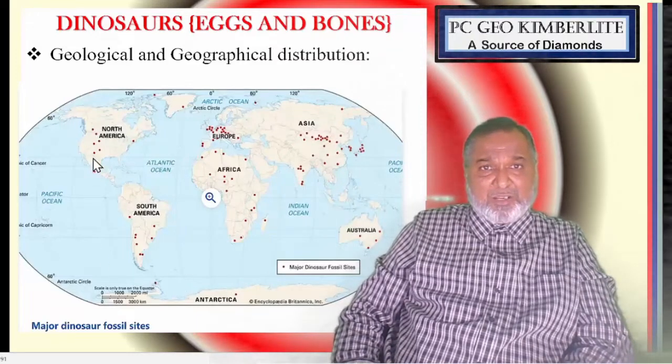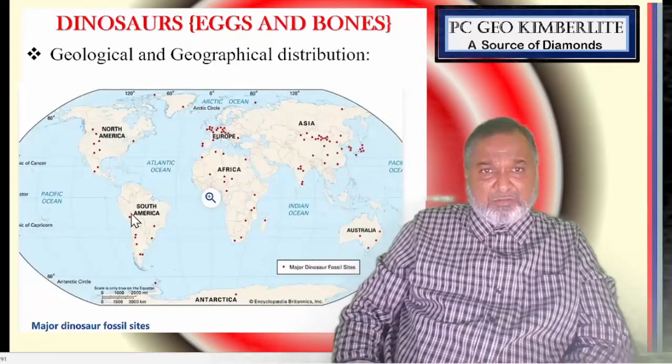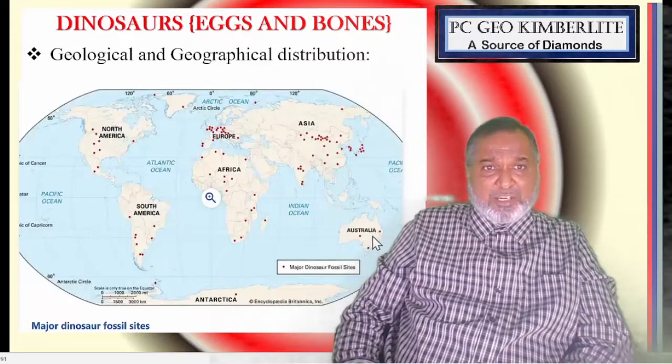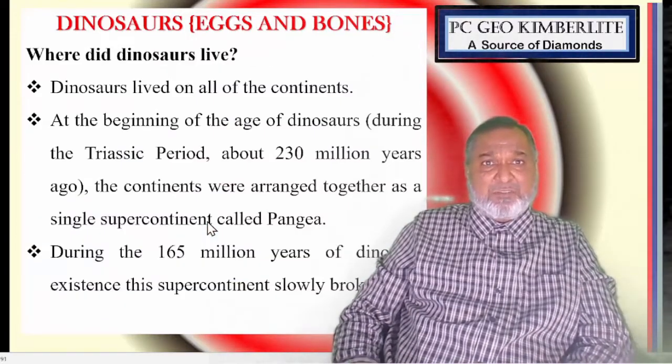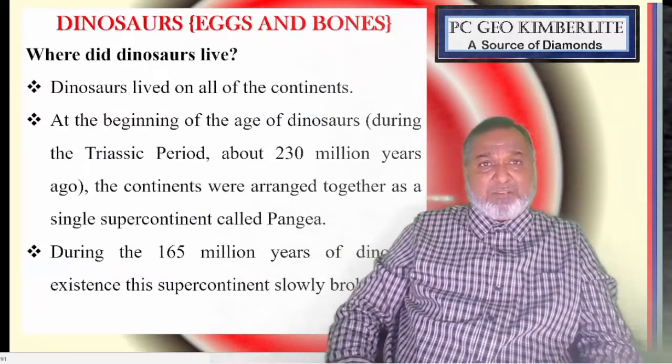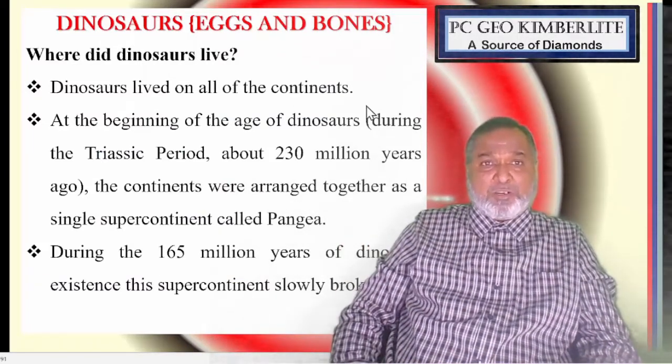Say North America is there, Europe we have, then Mongolia, then Russia is there, China is there, part of India is there, then South Africa we can see, the African part, then Antarctica we are going to get, and Australia it is there. So every continent is there. Where did dinosaurs live? Dinosaurs lived on all the continents.